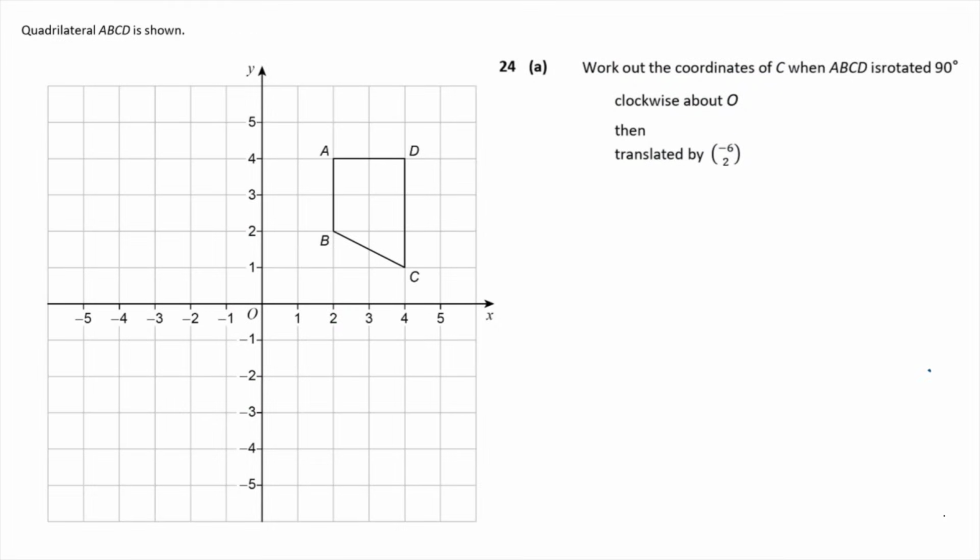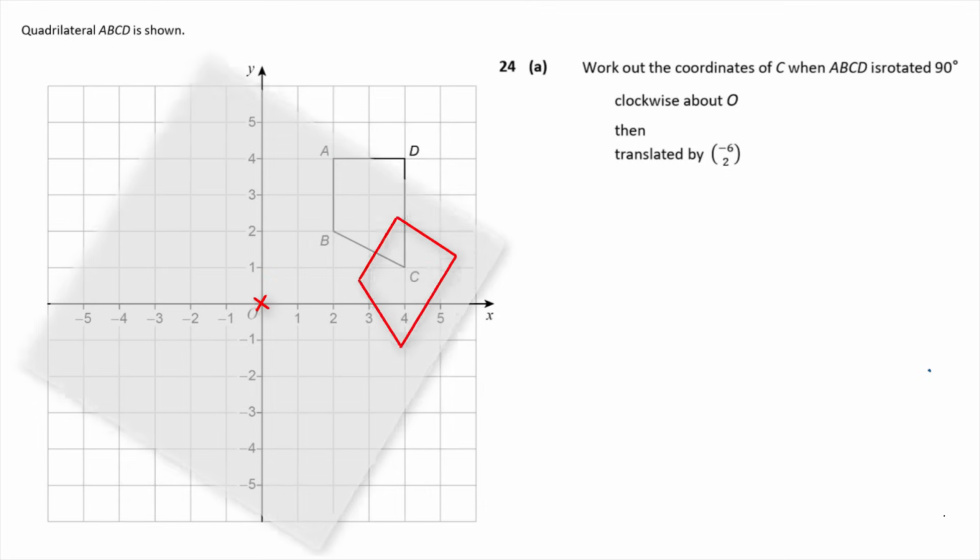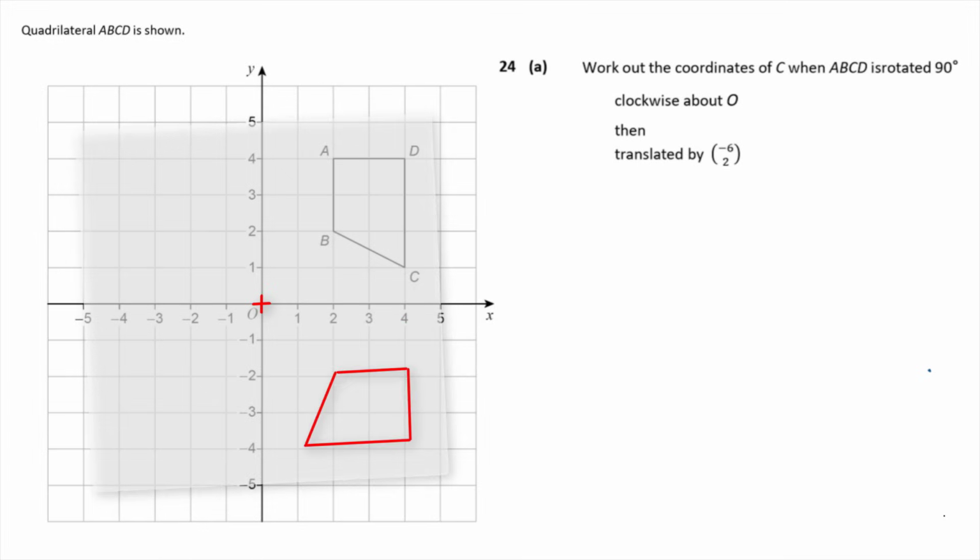Question 24. Work out the coordinates of C when ABCD is rotated 90 degrees clockwise about O, then translated by minus 6, 2. Okay. If you're not so good with rotation, it's probably best to do this with tracing paper. Just lay your tracing paper over the shape, then trace your shape out, and then hold down your pen at the origin and turn it 90 degrees clockwise. Sometimes it helps to do a little cross in the center so you can keep track of how far you're meant to turn. If you do that, you should find that B ends up here.